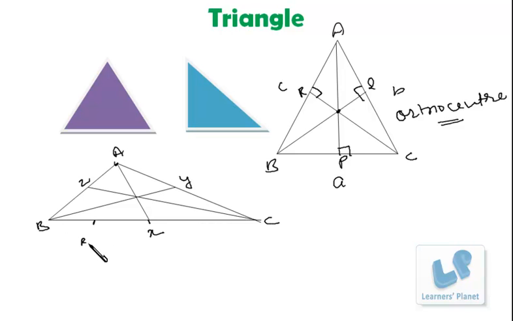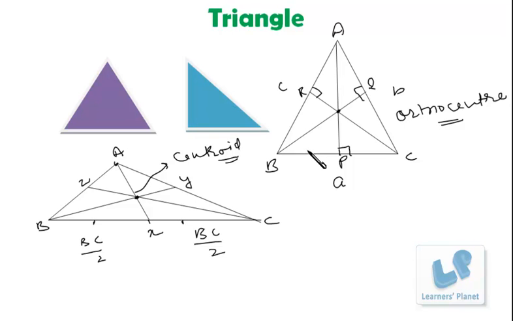That means this is BC by 2, and this is also BC by 2, and AX is a median, BY is a median, and CZ is a median, and the point of concurrence of the medians is the centroid. So these two are the common terminologies related to triangles, apart from the basic ones.